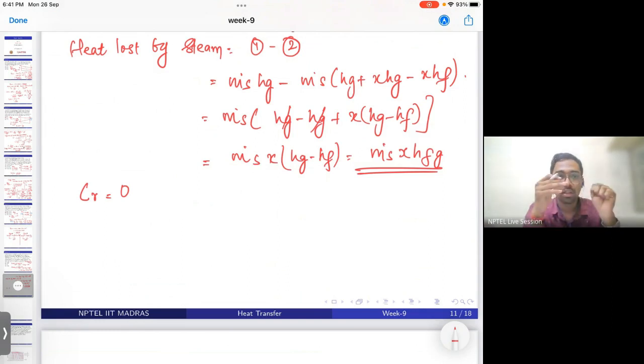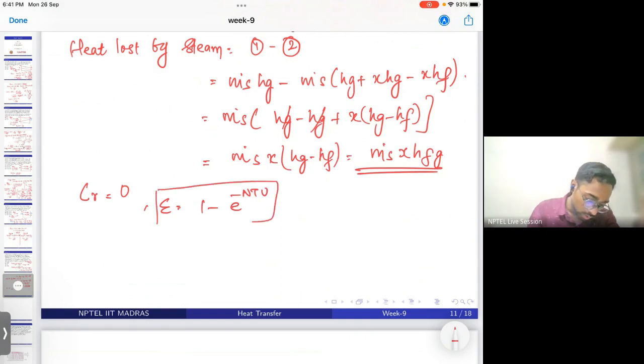In that case, the expression for epsilon, that is the effectiveness, is equal to 1 minus e raised to minus NTU. You can learn this by heart: when boiling or condensing, once phase change is happening, the effectiveness is equal to 1 minus e raised to minus NTU. Now let's find out what is NTU. It is UA by C min.